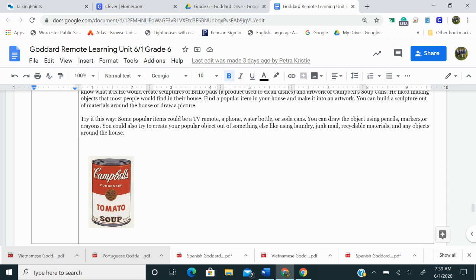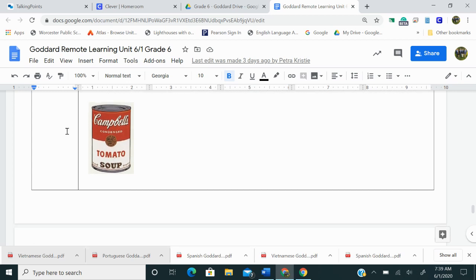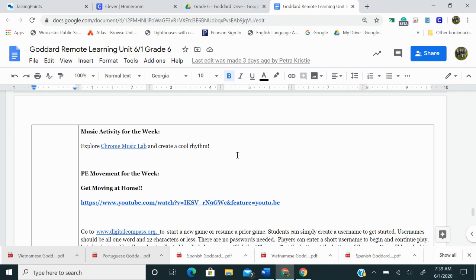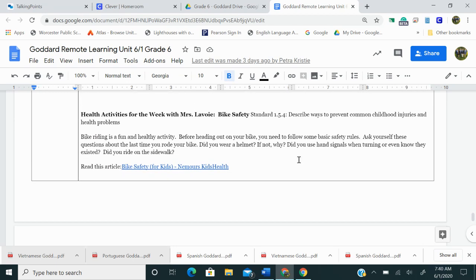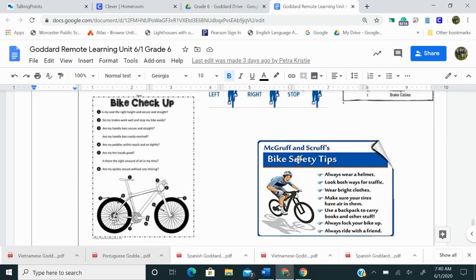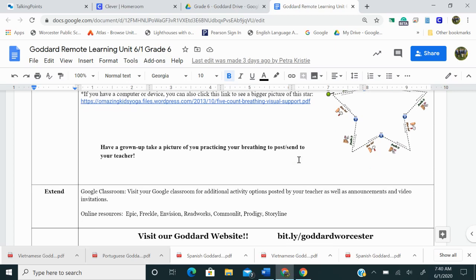You can draw the object using pencils, markers, or crayons. You could also try to create your popular art out of something else, like using laundry, junk mail, recyclable materials, and any objects around the house. That sounds really interesting. Music activity for the week, click on that link there. Physical activity for the week, click on here. I will read Mr. G and health activities later in the week. Just scrolling through to let you see them. There's mindfulness activities as well.